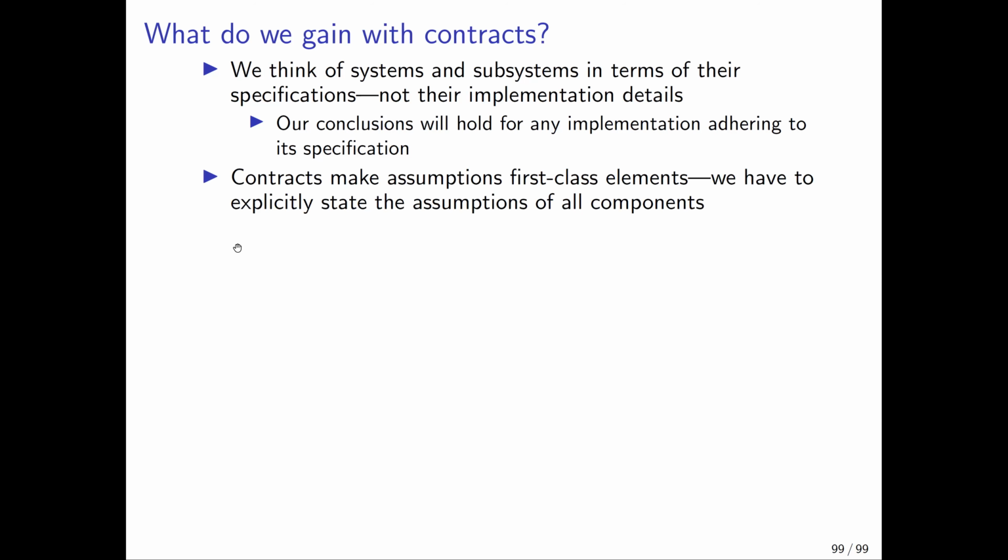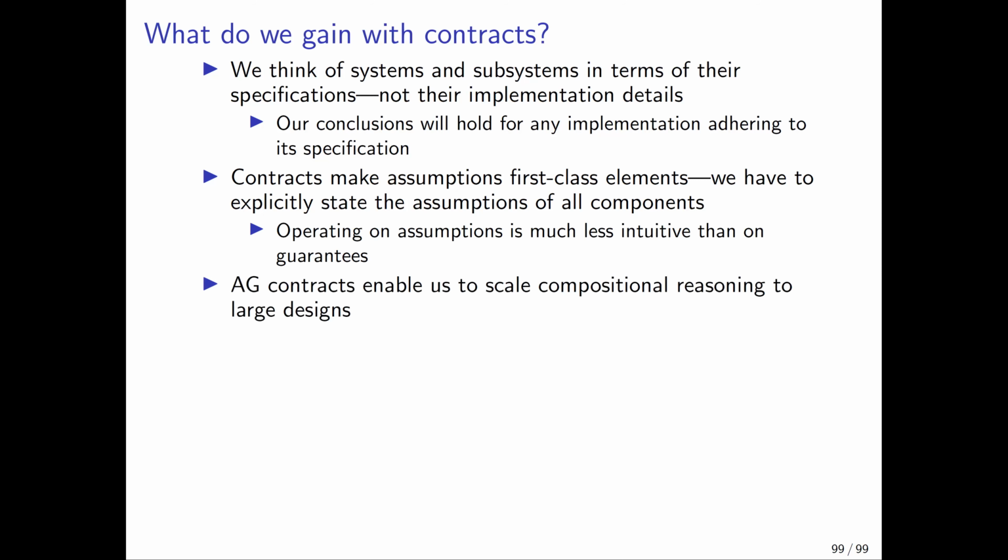Something else about contracts is that they make assumptions first-class elements of the theory. So we have to explicitly state what the assumptions are for all components. Many times, what we find is that assumptions are forgotten as we are detailing what a system does and so on, but contracts do not allow us to do such a thing, right? In our experience, assumptions tend to be considerably less intuitive than operating on guarantees. And we have seen that in many examples.